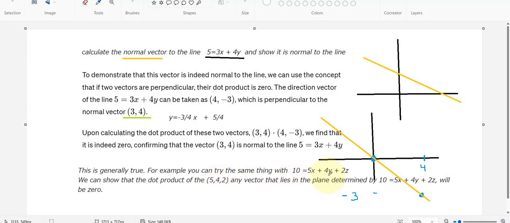So if we collect these coefficients and form a vector, they will form a normal, in this case to the plane. In the earlier case, it was to the line, to the orange line. So we'll call this vector 4, comma, -3, this one here.